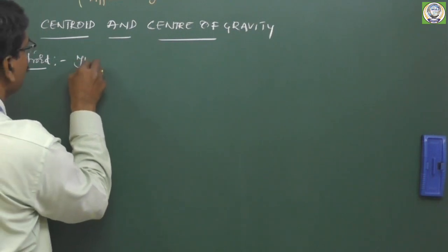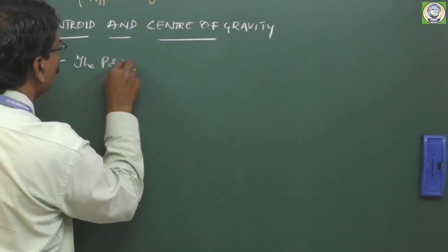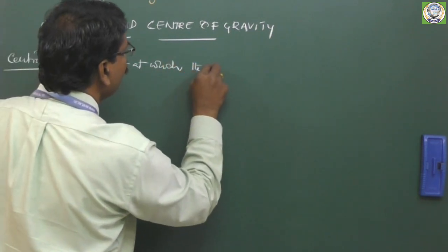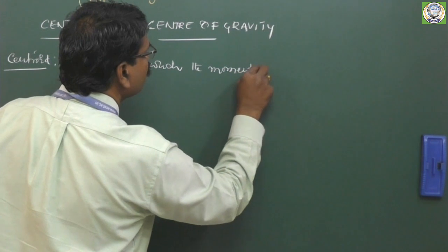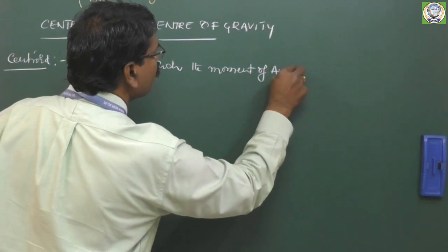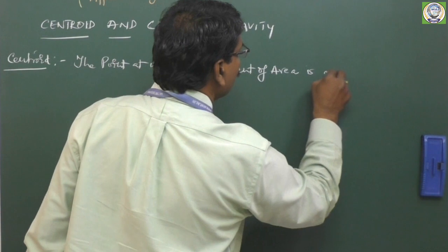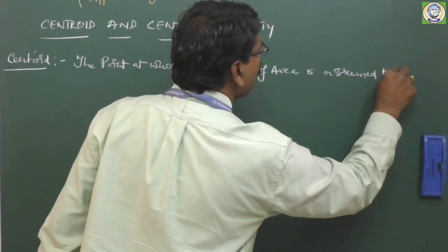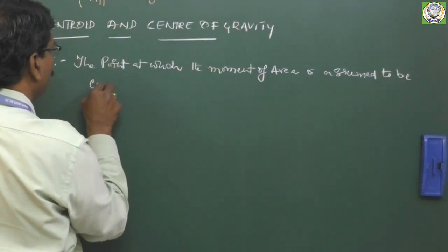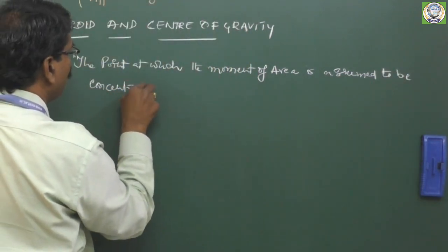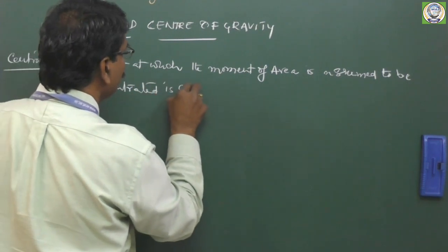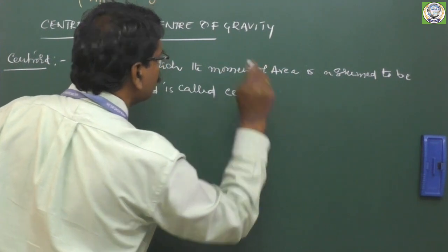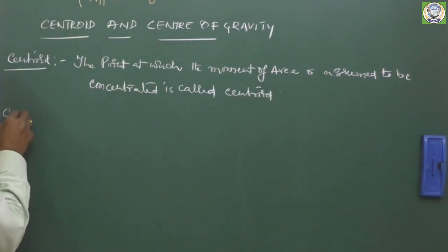The point at which the moment of area is assumed to be concentrated is called centroid. Center of gravity.